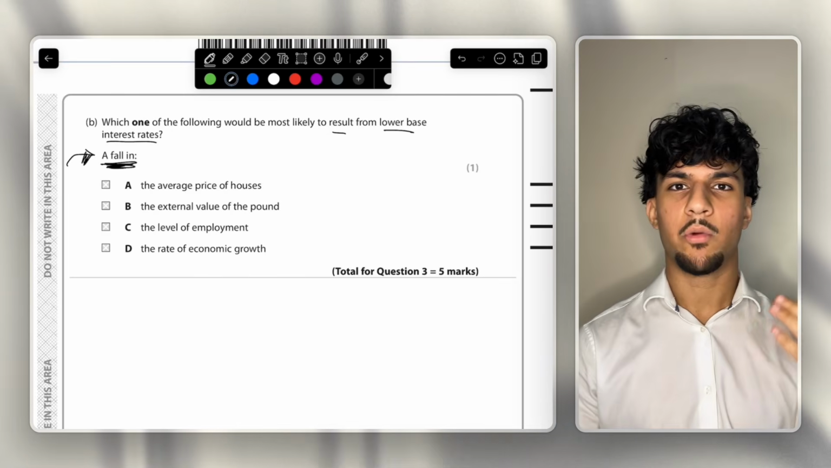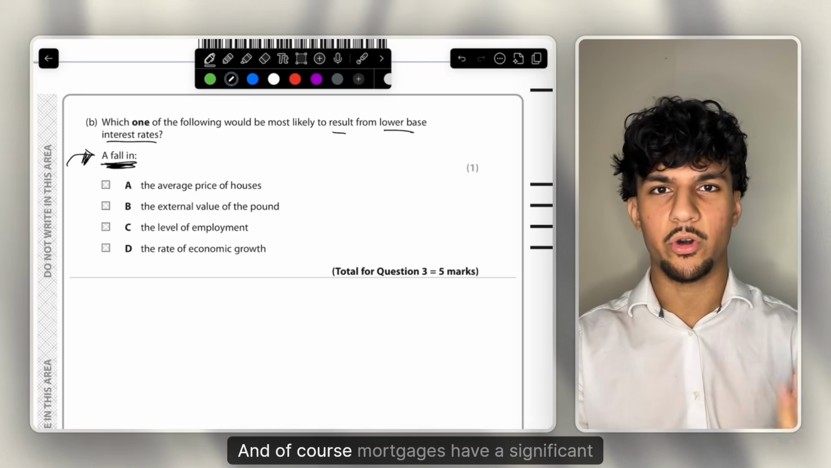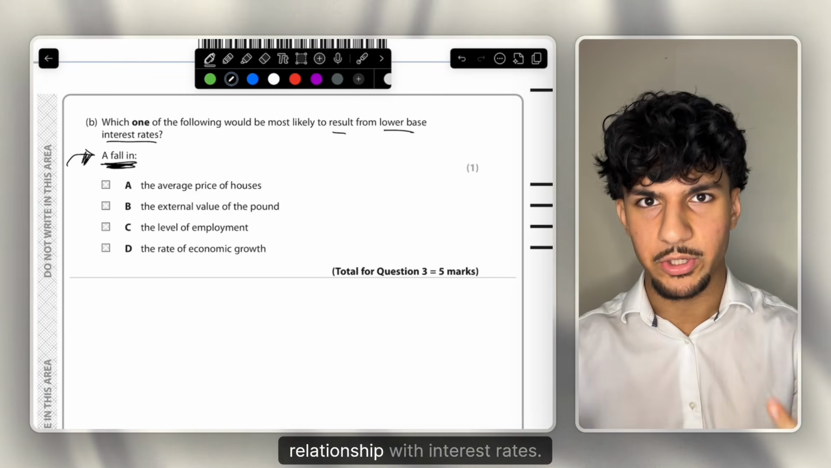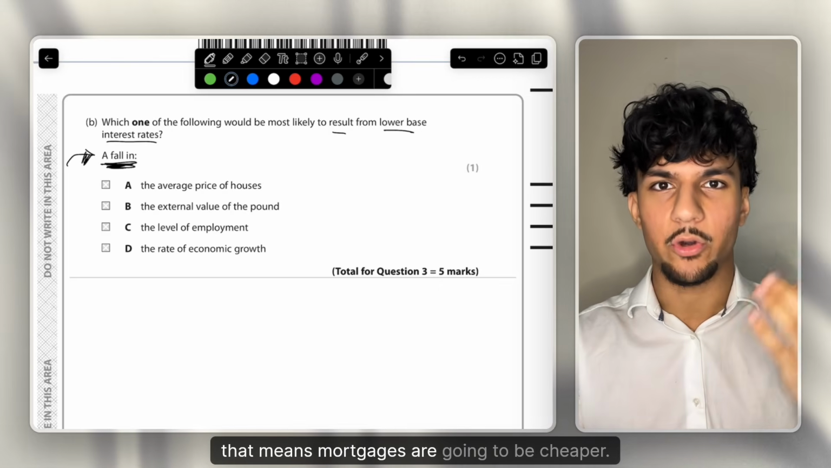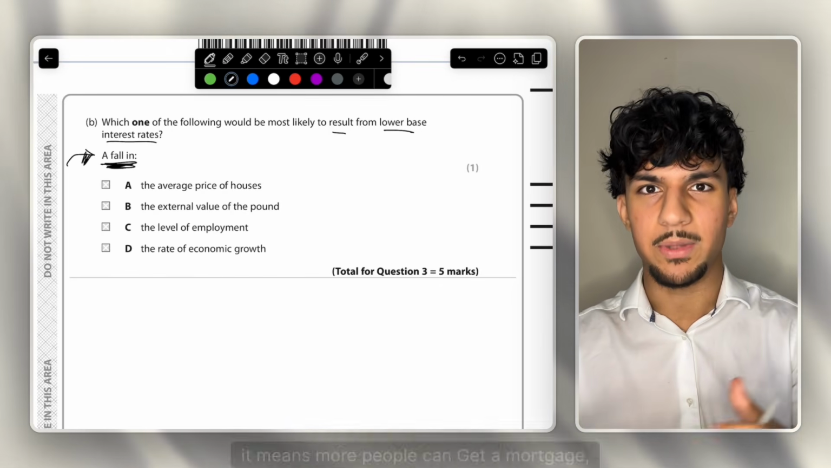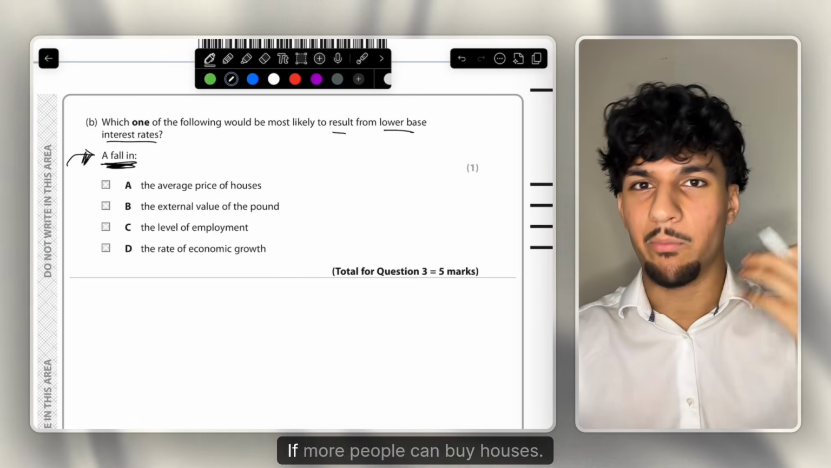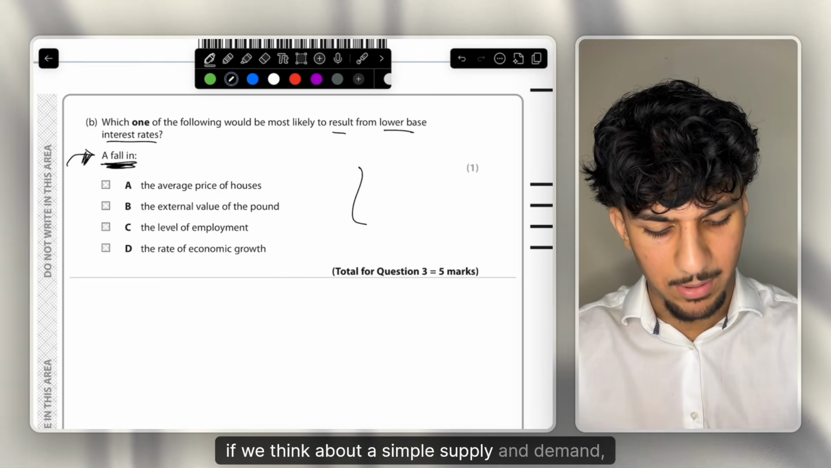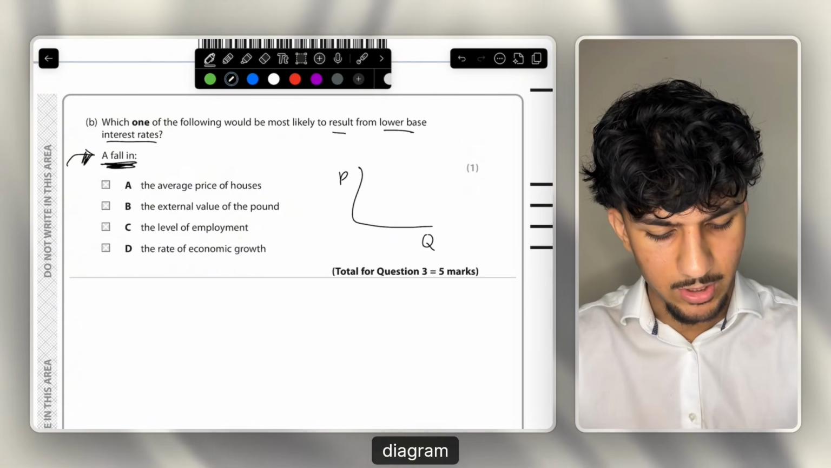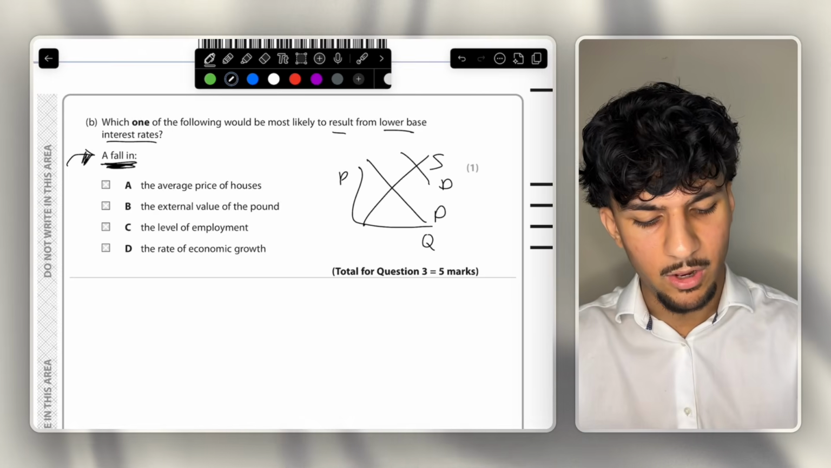Let's think about this. Most people in the UK purchase houses via mortgages. Of course, mortgages have a significant relationship with interest rates. If there are lower interest rates, that means mortgages are going to be cheaper. If mortgages are cheaper, it means more people can get a mortgage, which means more people can buy houses. If we think about a simple supply and demand diagram, if more people can buy houses, this is going to lead to a shift out of the demand for houses.